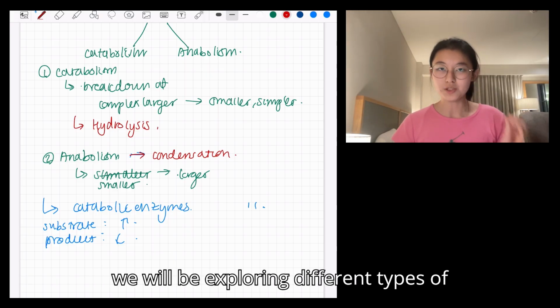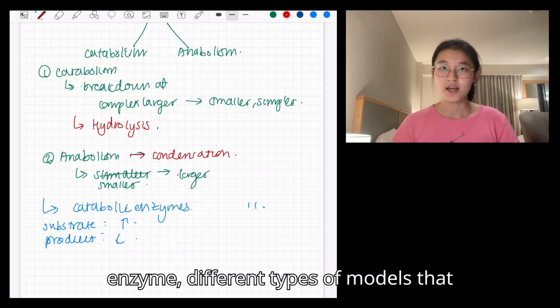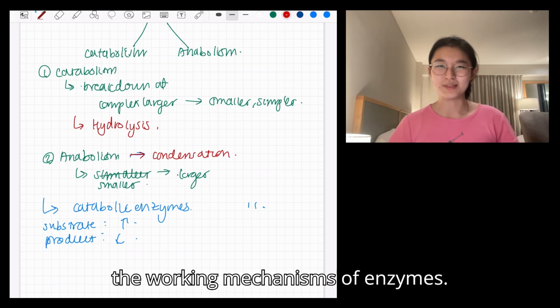In our next video, we will be exploring different types of enzymes, different types of models that substantiate the working mechanisms of enzymes.